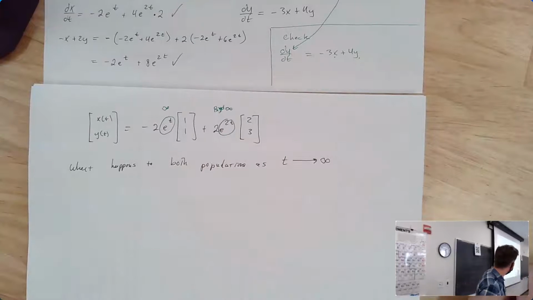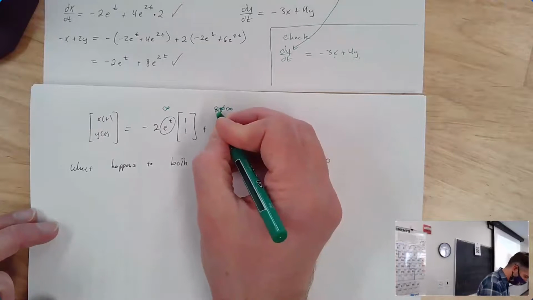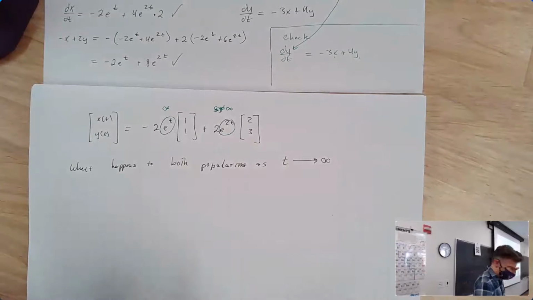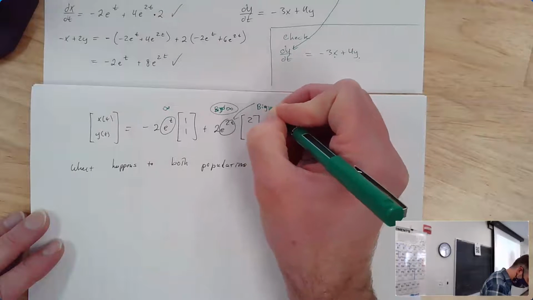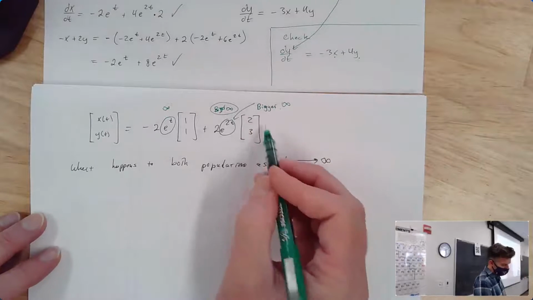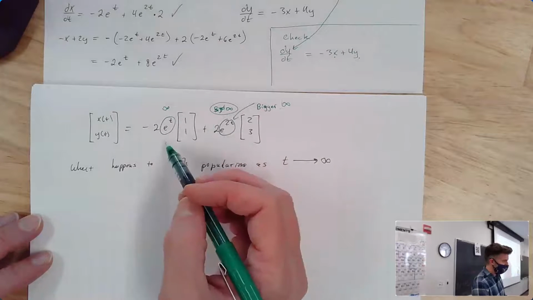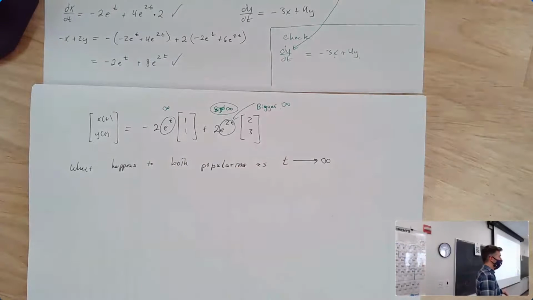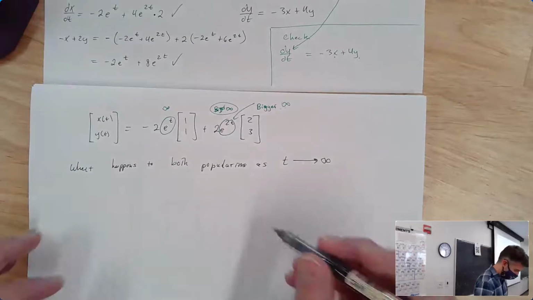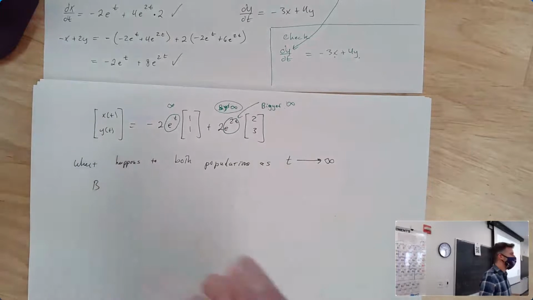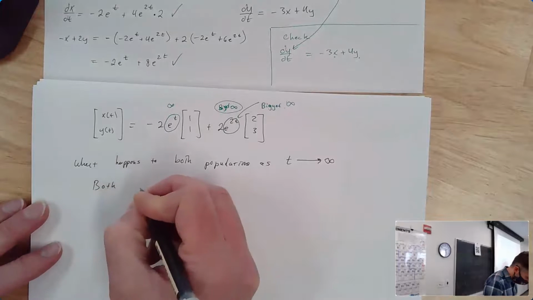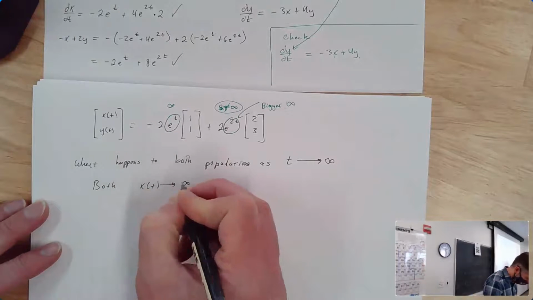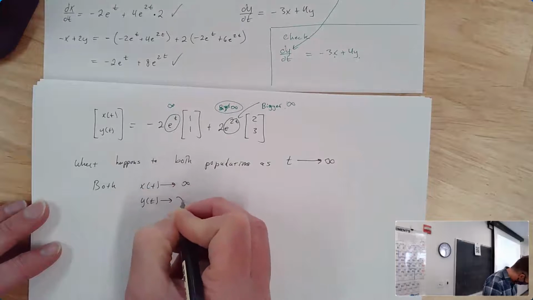It's a bigger infinity. I know my "bigger" there does not look like it's spelled very well. Sorry. It's a bigger infinity. So this infinity is bigger than that infinity, so we're adding more than we're subtracting. So both of these populations get infinitely large. Which, I mean, is obviously unrealistic, right? That doesn't make actual sense in the real world, but this is just math. So both x of t and y of t get infinitely large.